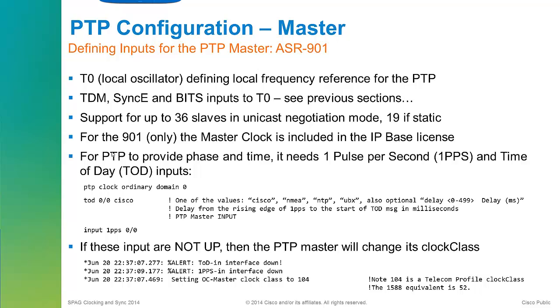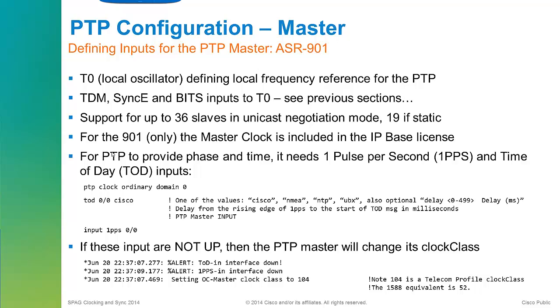Firstly, I should just say, when you've got a 901 with a master license, master clock is included in the IP base license, so you don't need a separate license for ISR 901 master clock. It's included in the IP base license. If you run a boundary clock, then you need to install the advanced timing license. This is not true for the other platforms.